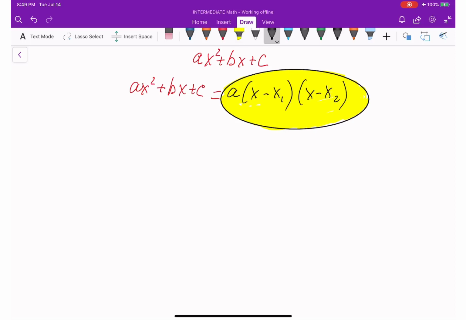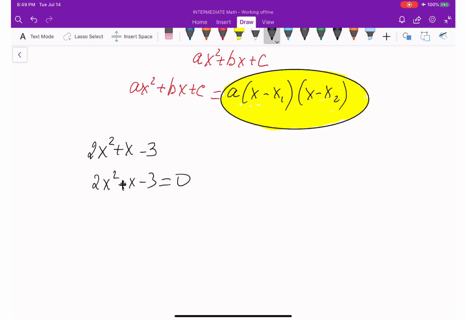Let's take an example: 2x squared plus x minus 3. For the beginning, we have to represent this expression as an equation, which means I put 2x squared plus x minus 3 is equal to 0.